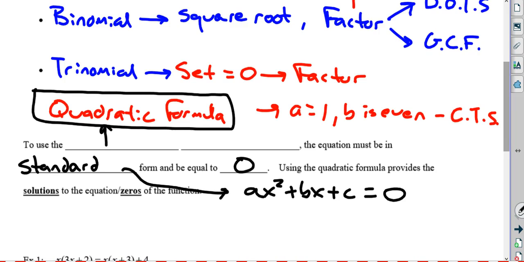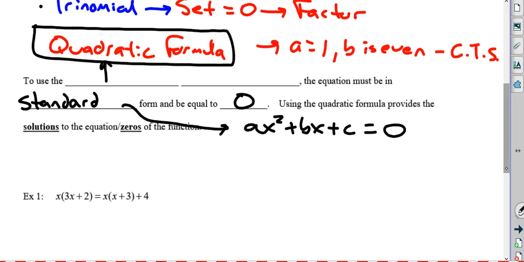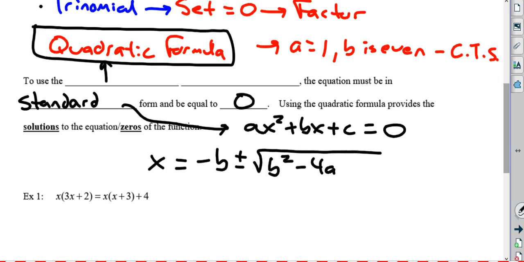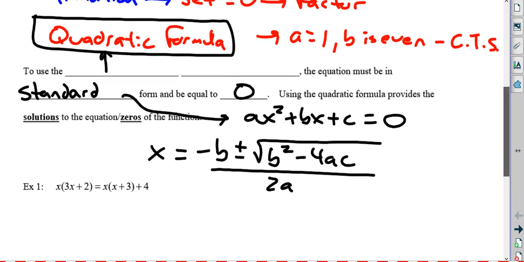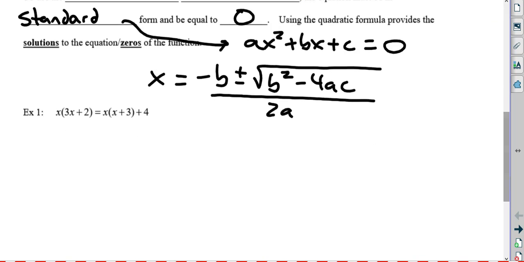In case you forgot, the quadratic formula: x equals the opposite of b plus or minus the square root of b squared minus 4ac, all over 2a. Remember, you're finding zeros with this, so when you do the quadratic formula, make sure you're saying at the end x equals something. You should usually be getting two answers. You're always going to get a plus or minus.